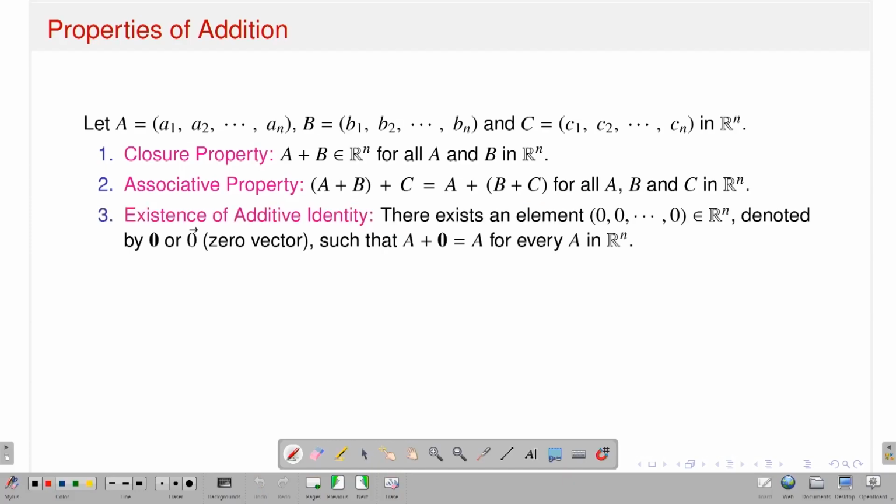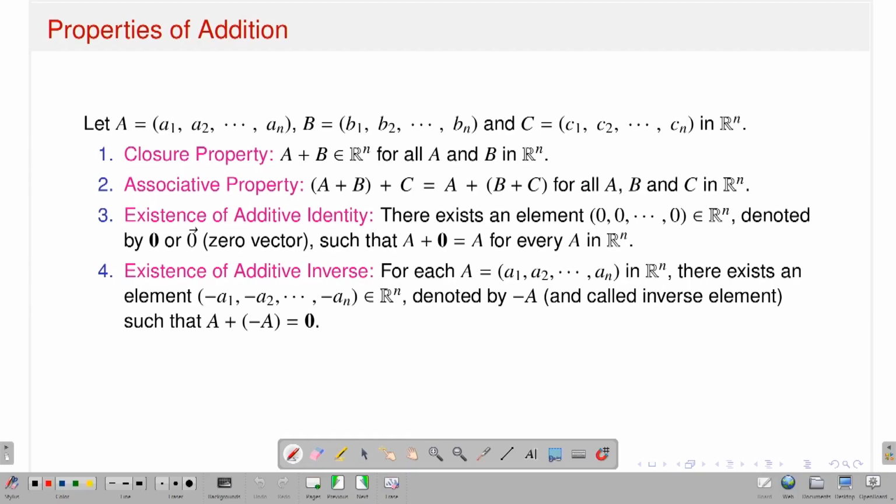The next property is the existence of additive identity. There exists an element 0, 0, ..., 0, which is the origin, in Rn. This is denoted by a boldface letter 0 or 0 with an arrow symbol. It is the zero vector such that A plus 0 equals A for every A in Rn. It is called the additive identity because it is the identity element with respect to this addition operation on the vectors.